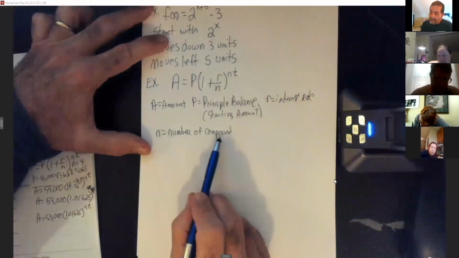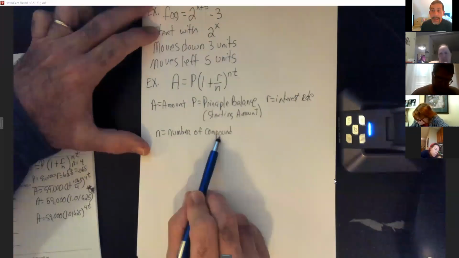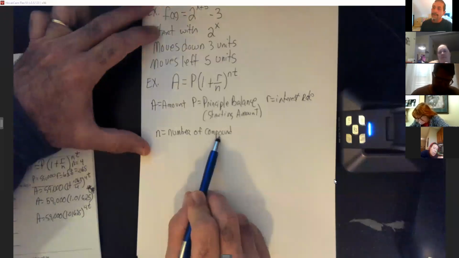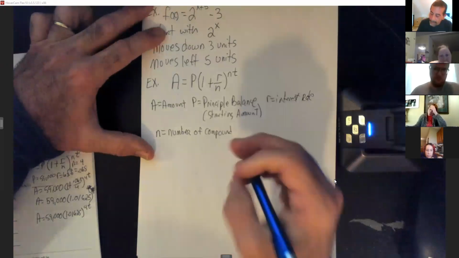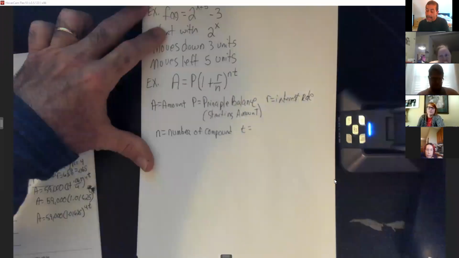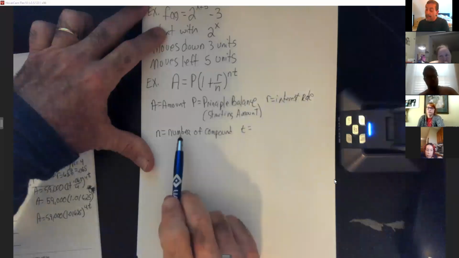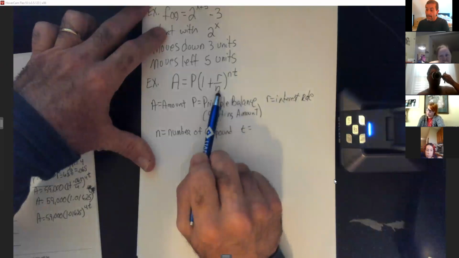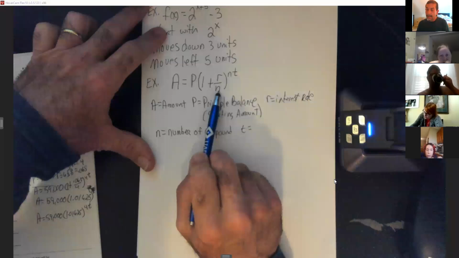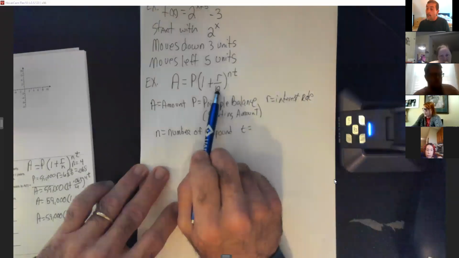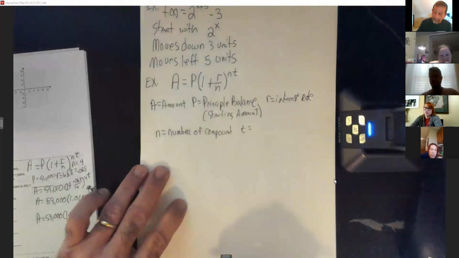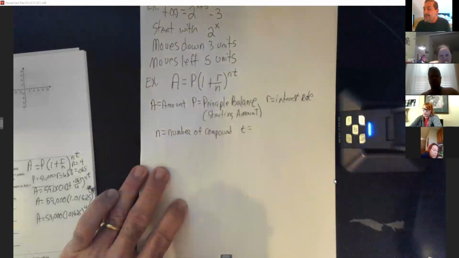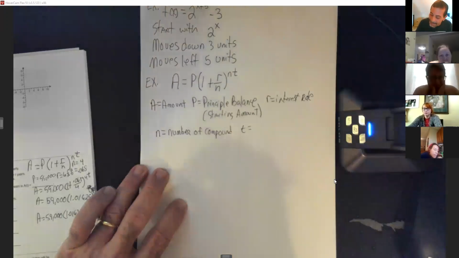N is the number of compounds. It could be compounded annually, semi-annually, quarterly. If it was annually, it would be a 1. Semi-annually would make that a 2. Quarterly would be a 4 here. And then T is time in years.